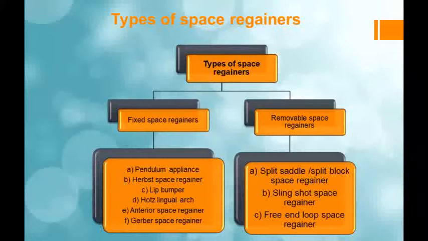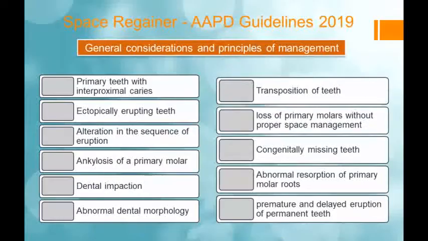Now the types of the space regainer, they are divided into fixed and the removable space regainer. Fixed space regainers include pendulum appliance, Gerber space regainer, lip bumper, Hode's lingual arch, anterior space regainer, and others. And the removable space regainers include split saddle or split block space regainer, slingshot, and finger spring and loop space regainer.